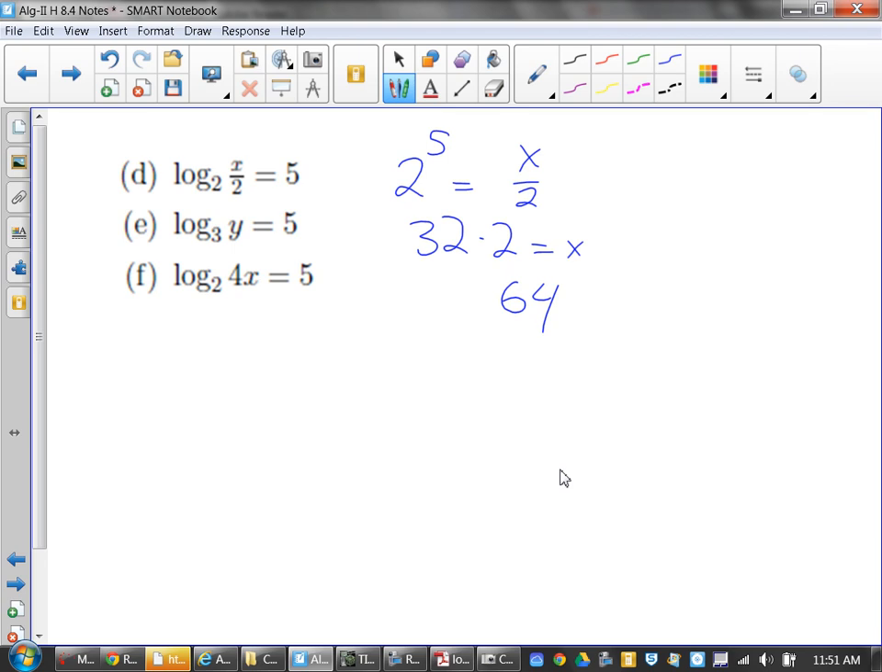Log base 3 of y is 5. 3 to the 5th is 243. Very good. It's 81 times 3. And then lastly, 2 to the 5th power is 4x. 8. You guys all get 8 for that last one? I got 8. We'll go through that.